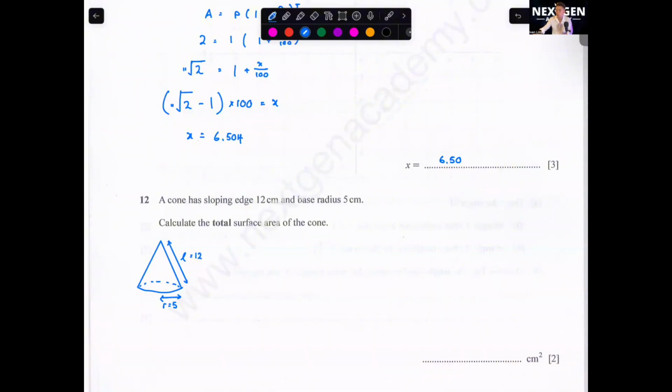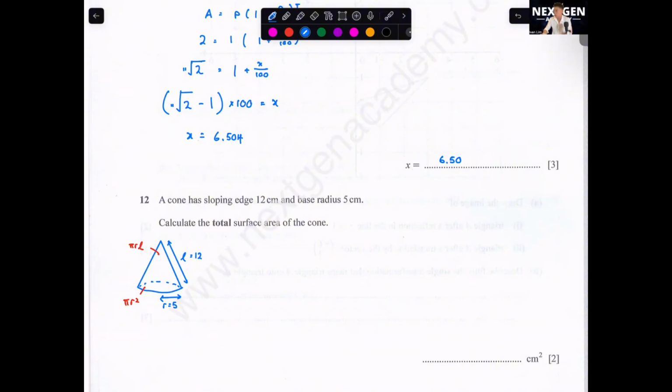Okay, if you don't know the formula, or if you all forget already, you look back into your formula sheet. Look into page 2. They give you a curved surface area of cone radius R, sloping edge L. A is equals to pi R L. Okay, this one is pi R L. The bottom is pi R squared. Okay, go and calculate this. Okay, pi R L plus pi R squared.